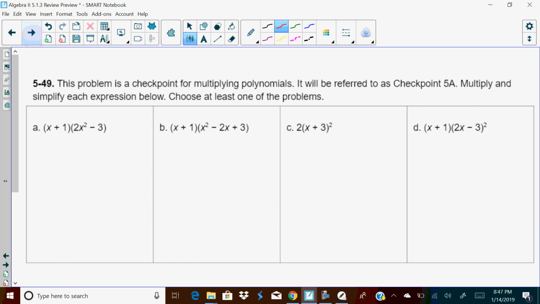Problem 49, it says this problem is a checkpoint for multiplying polynomials. It will be referred to as checkpoint 5a. Multiply and simplify each expression below. So in order to do these problems, we could make boxes.